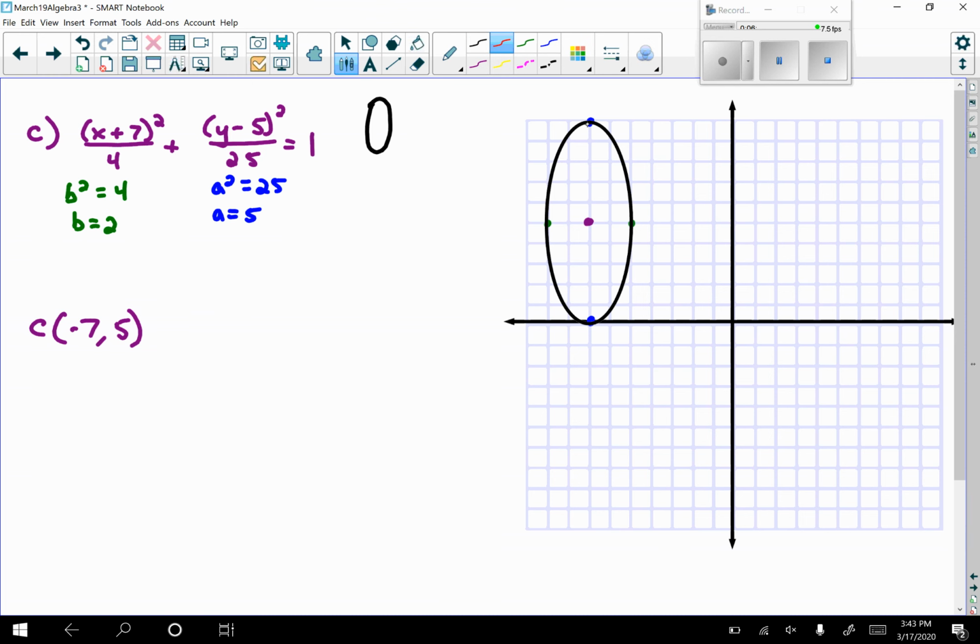Writing in each vertex. So at the top and the bottom here, this would be at negative 7, 0. And then this will be at negative 7, 10. Over here on the sides, this is giving us a negative 5. And then we'll have 5. And then over here, we have a negative 9, 5. Looking at the length of the major axis, again, I'm counting 5 up from the center, 5 down from the center, so I have a length of 10.